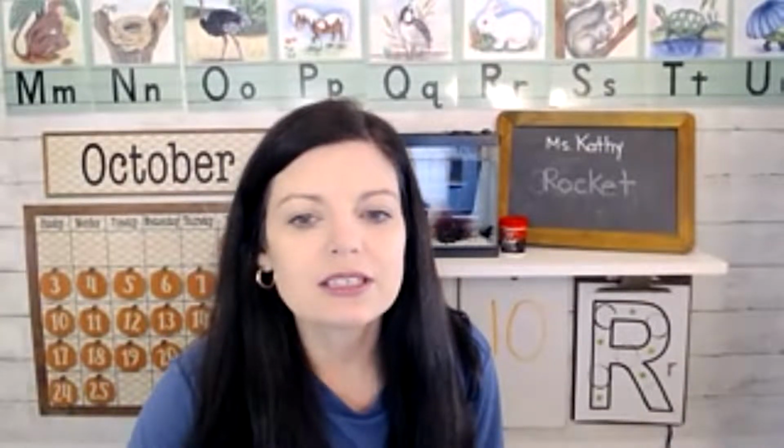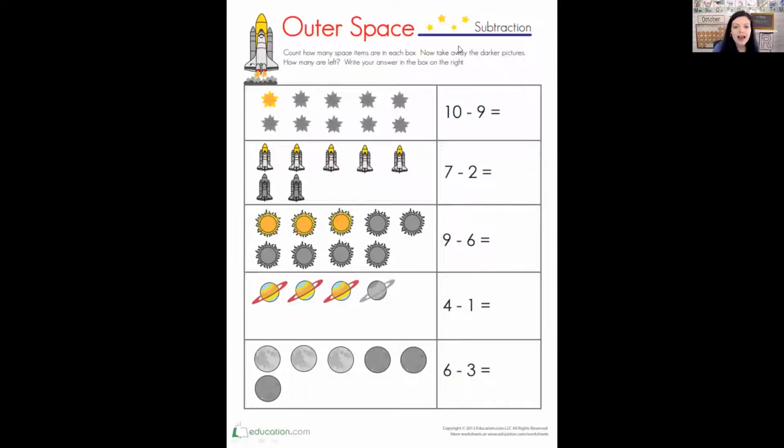But we're also going to do some subtraction today. And subtraction just means take away. So let's take a look. This is kind of just introducing subtraction. There are 10 stars right here. And we're going to take away 9. See these numbers? There's that 10 that we just learned. This little line right there means take away.